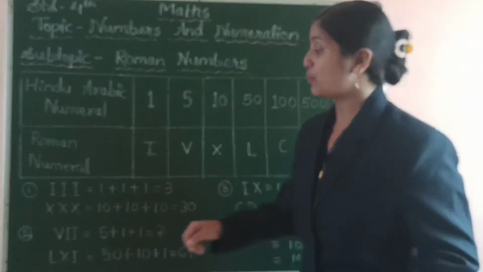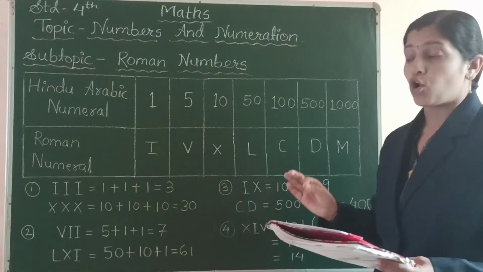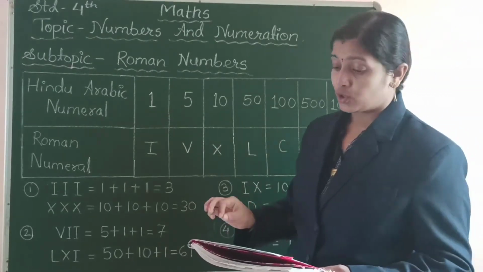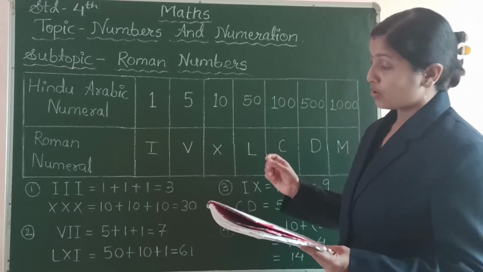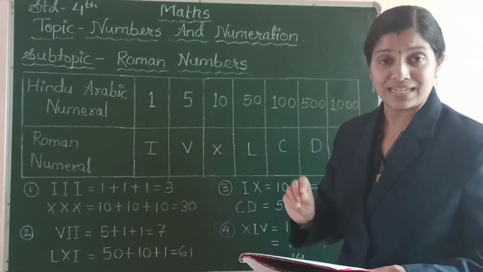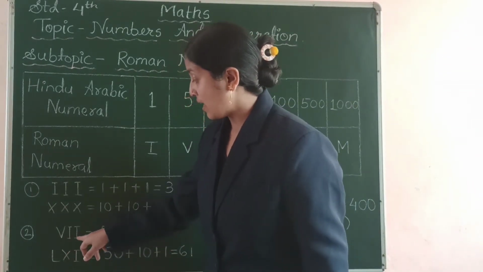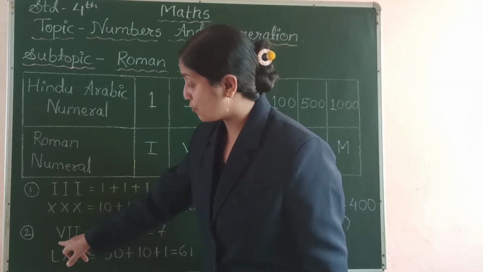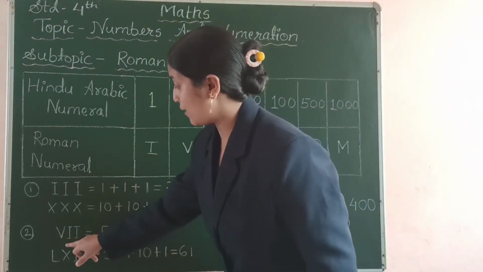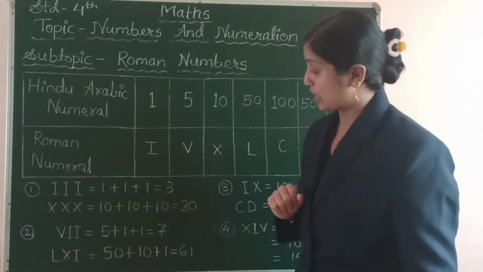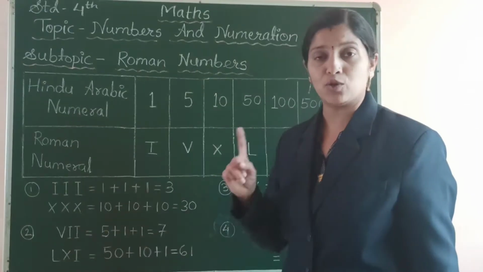Okay. Now we will go for the second rule, and the second rule is that when a Roman number of smaller value is written to the right side of a Roman number of greater value, the smaller number has to be added to the greater number. You can see here the example VII. Here the value of V is 5 and I means 1. So I for 2 times means 1, 2 times.